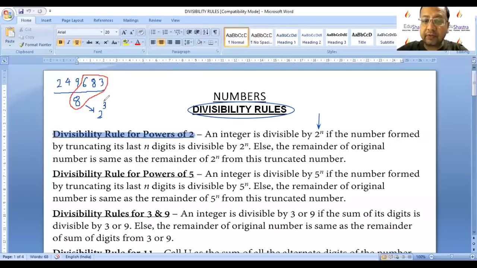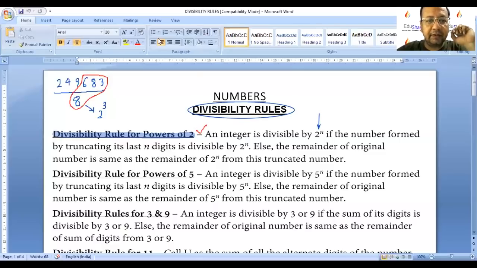So this is the divisibility rule for powers of 2. For different powers of 2, like 2 raised to the power 1, 2 squared is 4, 2 raised to the power 3 is 8, 2 raised to the power 4 is 16, 2 raised to the power 5 is 32, 2 raised to the power 6 is 64, and so on, we should check 1 digit, 2 digits, 3 digits, 4 digits, 5 digits, or 6 digits for checking the divisibility of all these numbers, right?